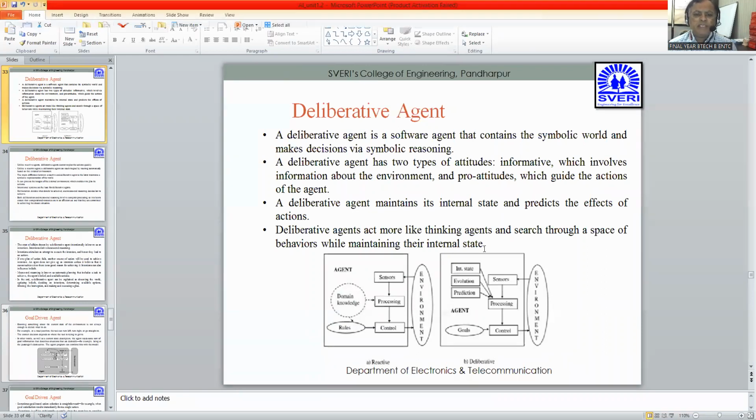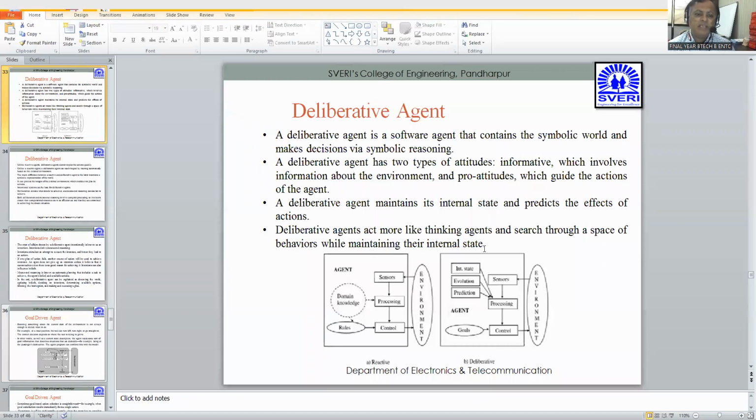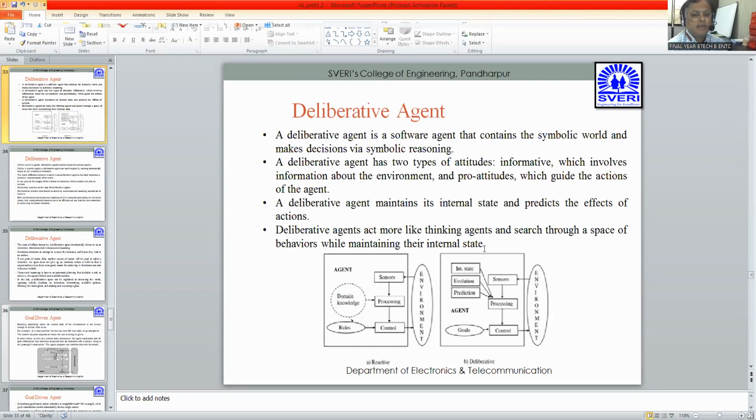A deliberative agent maintains its internal state and predicts the effects of the actions. This is a very good difference, as there is no such prediction happening in a reactive agent. But here, because of the internal state, it can predict the effect of the action. If it is able to predict what the action is going to do beforehand, then it becomes easier to understand how my deliberative agent is going to work. And why is this happening? Because of the internal state. It has this prediction and this evolution, which was just domain knowledge in the reactive agent. In deliberative agents, we have these internal states, which help in predicting the effects of the actions. That is a very important point.